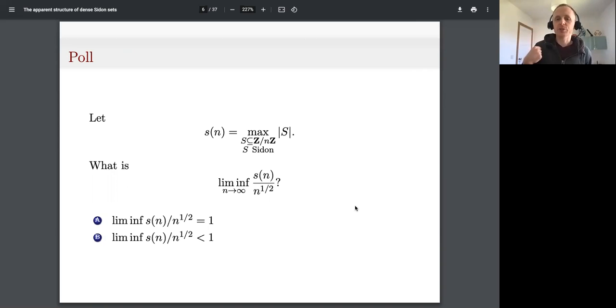Well, we will see some examples in a moment in which this ratio is very close to 1. So the lim sup is certainly 1. That's not controversial at all. What's much more mysterious is the lim inf. So is there a sequence of integers n in which this ratio is small? So the question is, is this lim inf equal to 1 or is it less than 1?